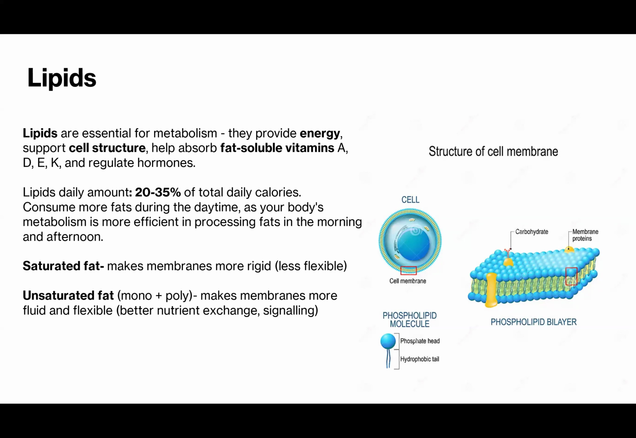If you consume more fats during the daytime, our body's metabolism is more efficient in processing fats in the morning and afternoon. Saturated fat makes membranes more rigid, so less flexible, and unsaturated fat, mono and poly, makes membranes more fluid and flexible. So it's very important to keep the balance. We need both saturated and unsaturated fat. Somebody saying don't eat animal fat is absolutely wrong, because you will have cell membrane damage, and as a result that will eventually affect your metabolism.